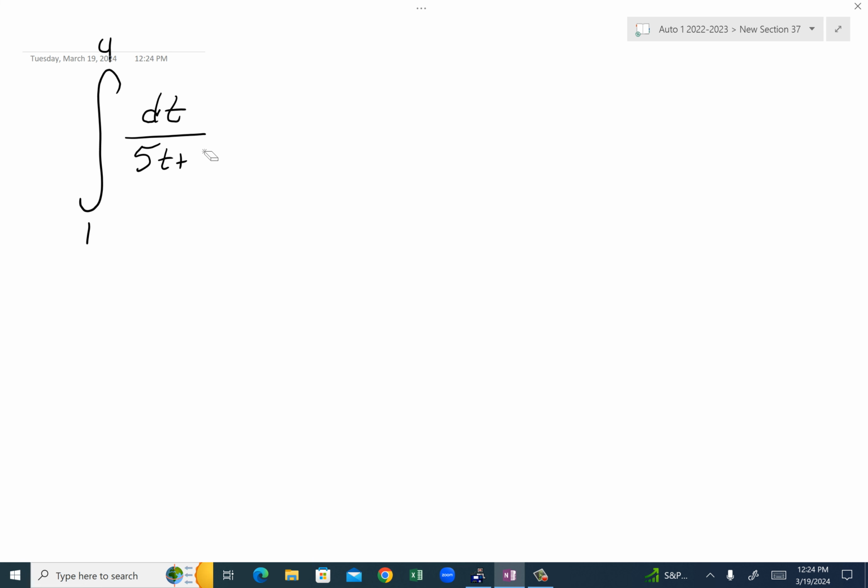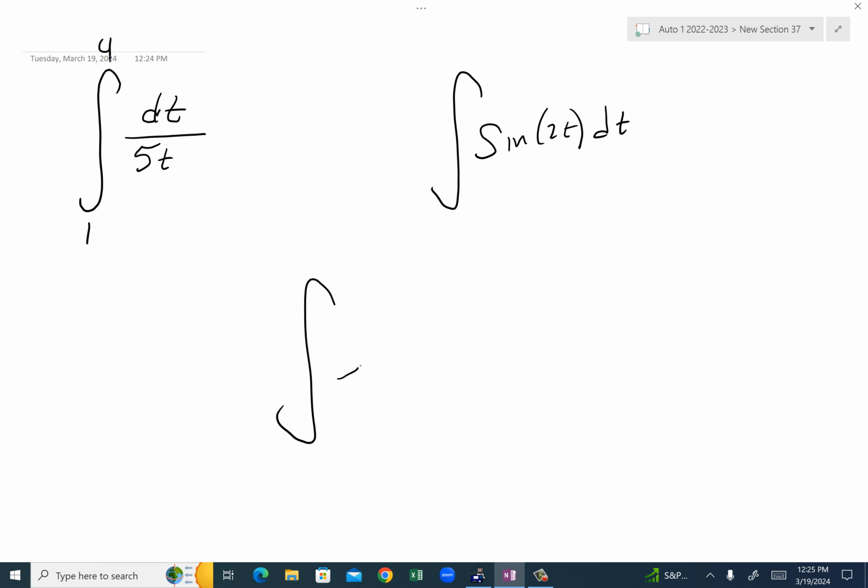Actually, let's just leave off the plus 4. If you just had the 5t there, what do you think is going to happen here? Before you answer, let me give you one of these too, just for fun: the sine of 2t. What do you think is going to happen? Wait, there's more. What about the integral of e to the 3x?